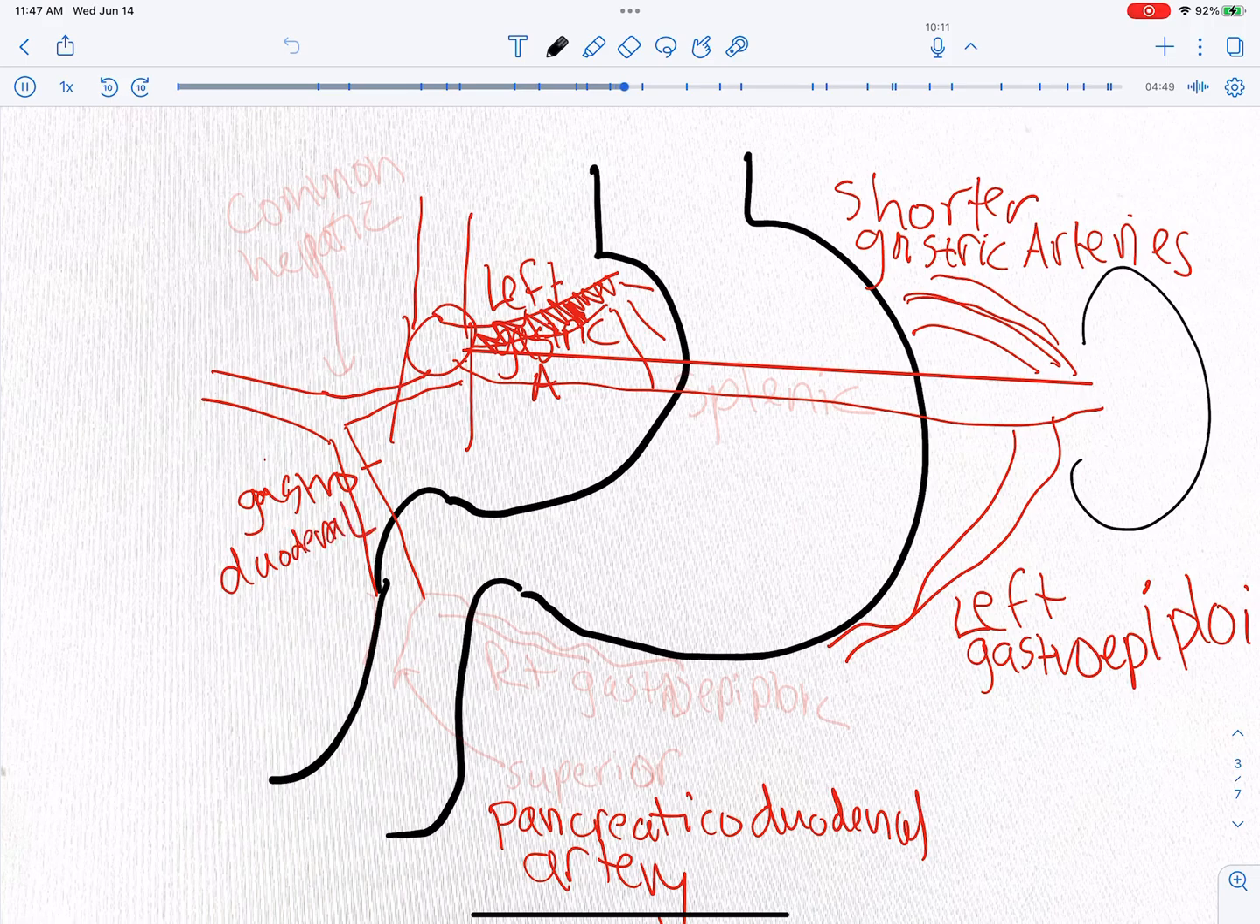And the gastroduodenal artery is important because it gives off branches to the pancreas, as well as branches to the stomach, including the right gastroepiploic. And this supplies the pancreas. It is the superior pancreatico-duodenal artery. And we'll learn that it will collateralize with an artery from the superior mesenteric artery, which also gives off branches to the pancreas.